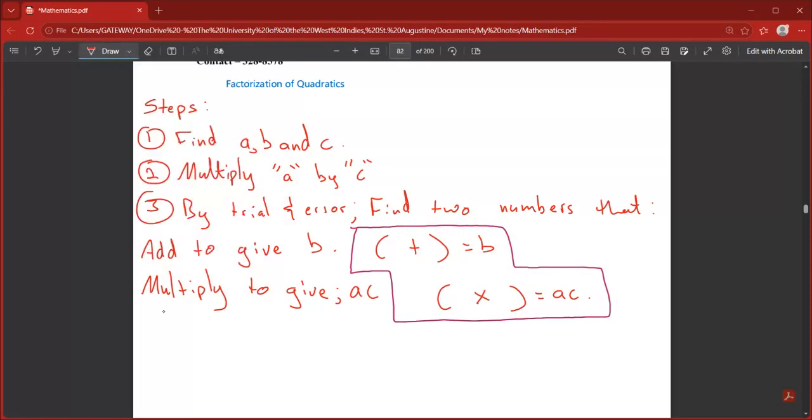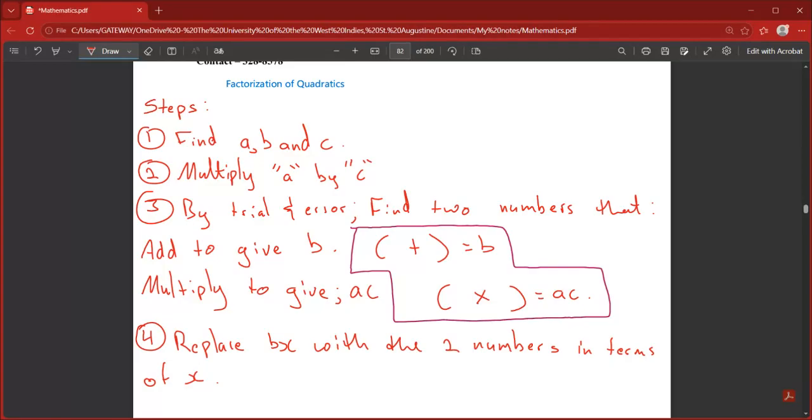The next step, step four, when you get those two numbers, replace bx with the two numbers in terms of x. What does this mean? Let's say the two numbers are 2 and 3.